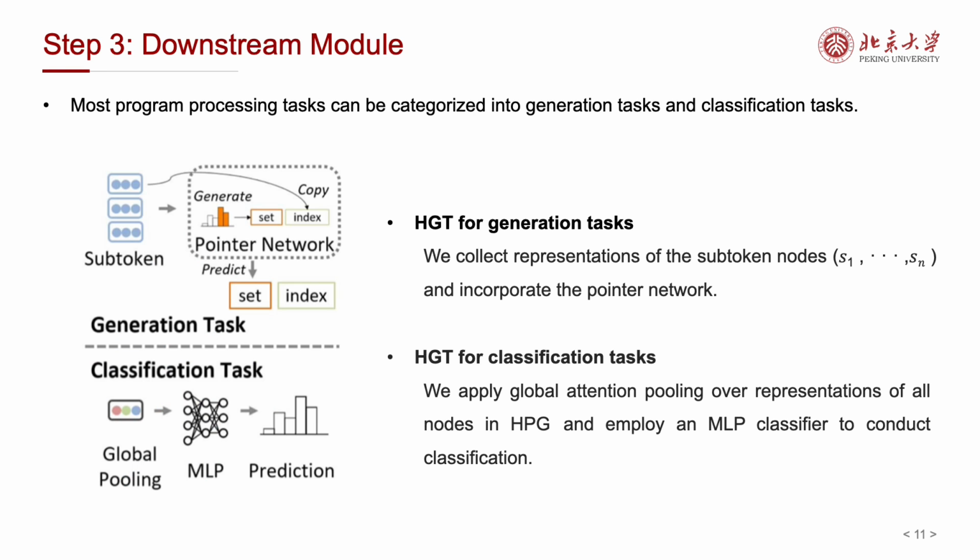In the third step, we employ the downstream modules. Most program processing tasks can be categorized into generation tasks and classification tasks. For generation tasks, we collect representations of the subtoken nodes and incorporate the pointer network. For classification tasks, we apply global attention pooling over representations of all nodes in HPG and employ an MLP classifier to conduct classification. The third part is the experiments.